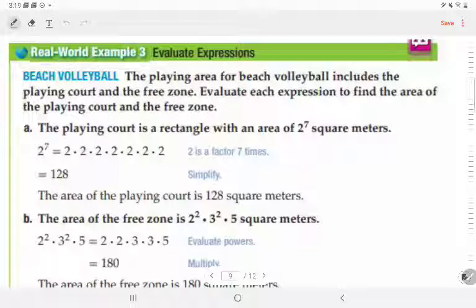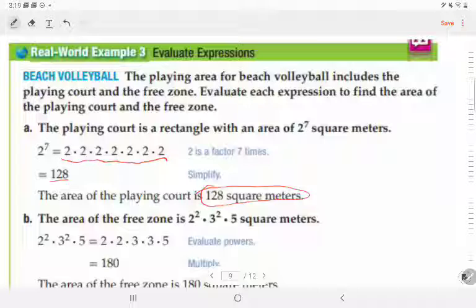Okay? All right. So it says the playing area for beach volleyball includes the playing court and the free zone. Evaluate each expression to find the area of the playing court and the free zone. A, the playing court is a rectangle with an area of 2 to the 7th square meters. Well, all we have to do is take 2 times 2, 7 times, and we would end up with 128, so the court is 128 square meters.